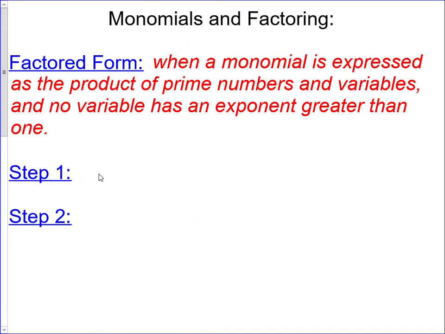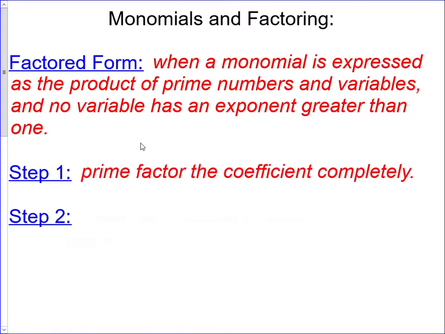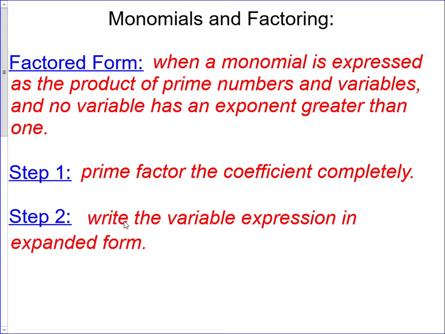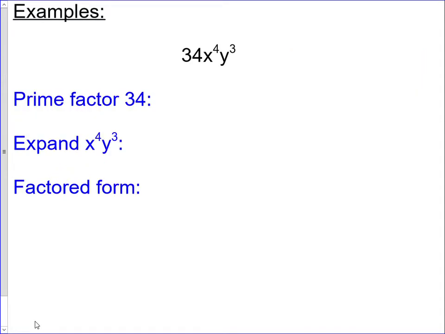There's just two steps to this. Step number 1 would be to prime factor the coefficient completely. Now we've been practicing our prime factorization, so this ought to be a snap for us. And then step number 2 is just to write the variable expression in expanded form. Nothing to it. X to the second power would be x times x. So let's take a look at a couple of examples and see if this makes sense.